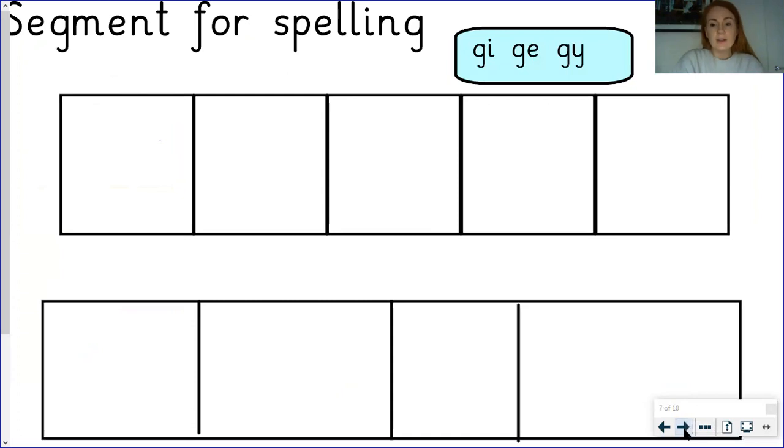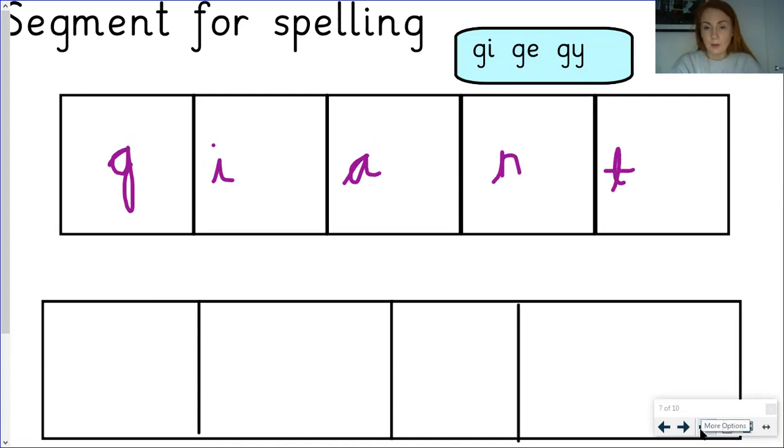Okay, and let's have a little go at some spelling. So the first word I would like you to spell is giant. Giant. So I'm using all the sound phoneme boxes. So have a go. Well, I know that the first sound is a J, spelled as a G. I, which is a single I, T. That was nice and simple, wasn't it?